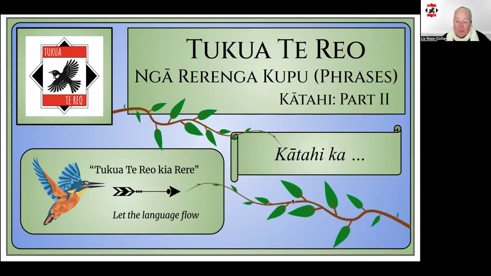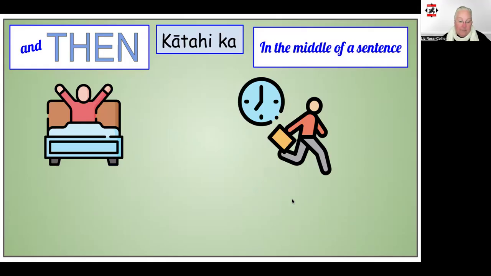In this video, I'll be introducing you to the rerenga kupu Kātahi Ka. The second way that we use the kupu Kātahi is in this little pair of words, Kātahi Ka. Just on a side note, a little pair of words like this is called a functional chunk or a lexical chunk. So Kātahi Ka is used when we want to say and then.